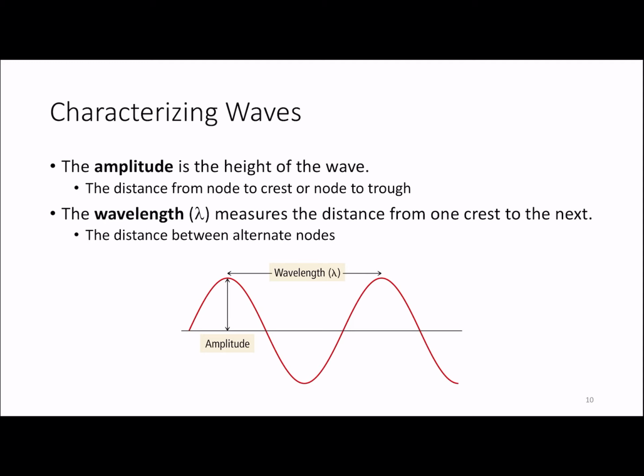Two characteristics of waves that we're interested in are amplitude and wavelength. Amplitude is just the height of the wave, and wavelength is how long the wave is. It measures the distance from one crest to the next. For wavelength, we use this symbol here. This is the Greek letter lambda.